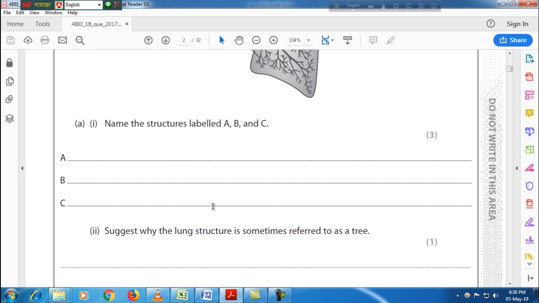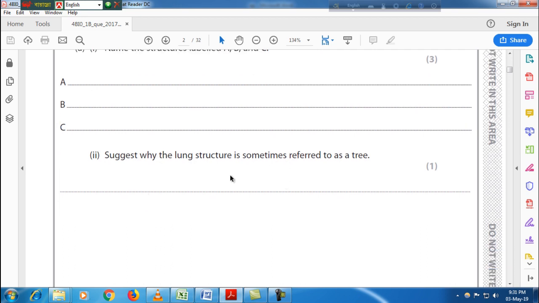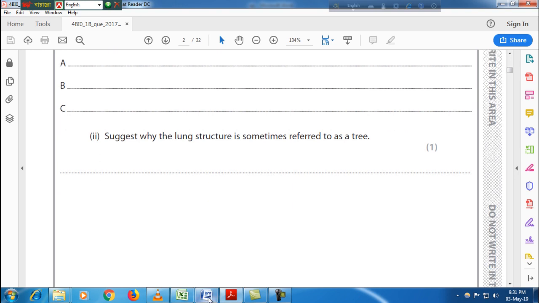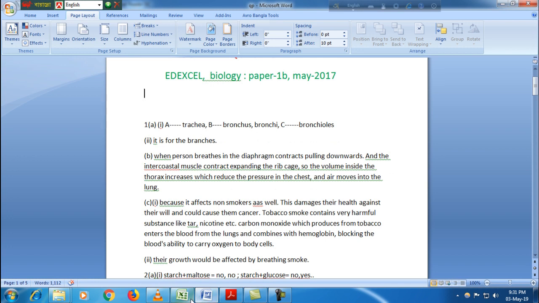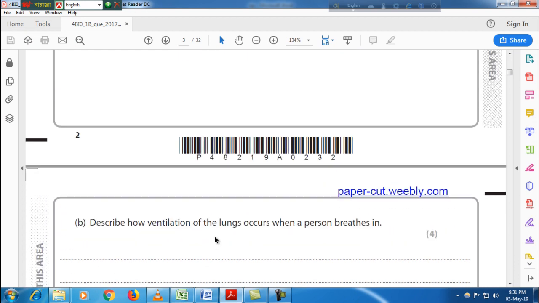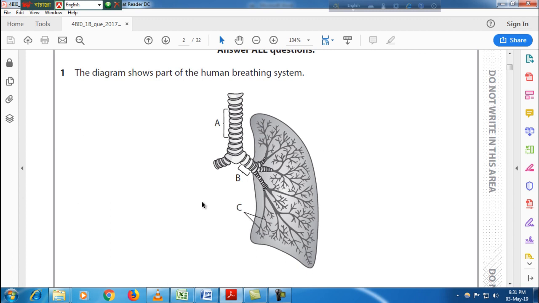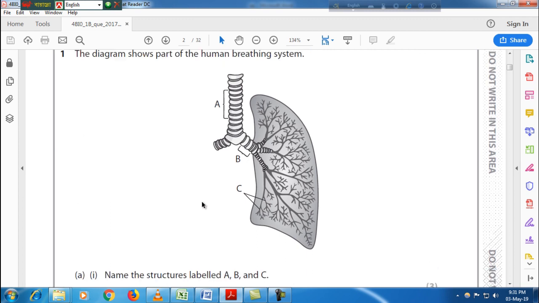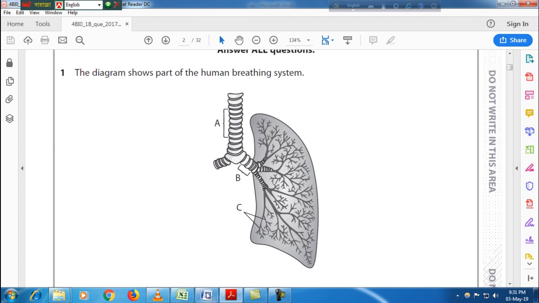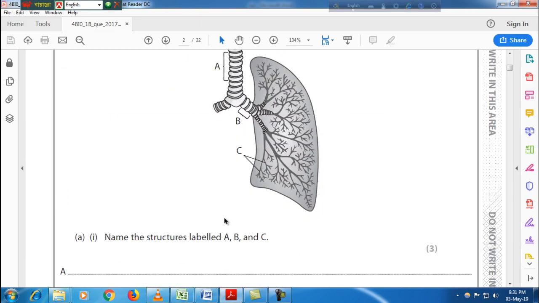Number 2. Suggest why the lung structure is sometimes referred to as a tree. It is for the branches, which are seen in the diagram. For this reason, it is referred to as a tree. If you say that it is for the branches, you will get the full marks.